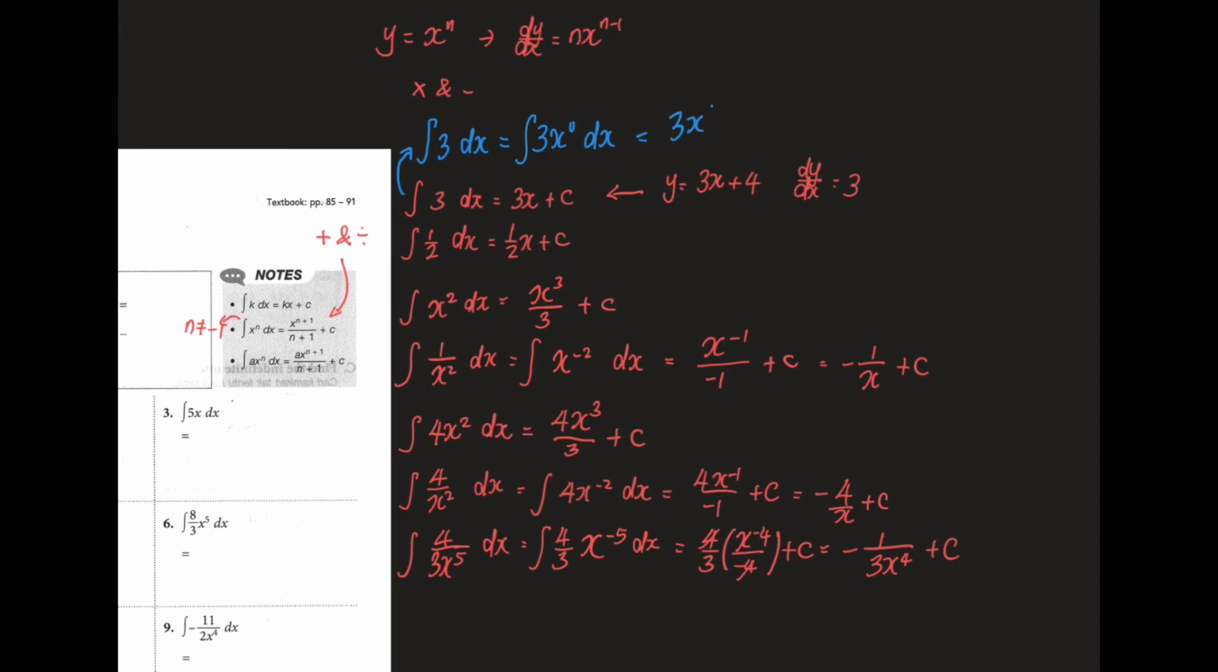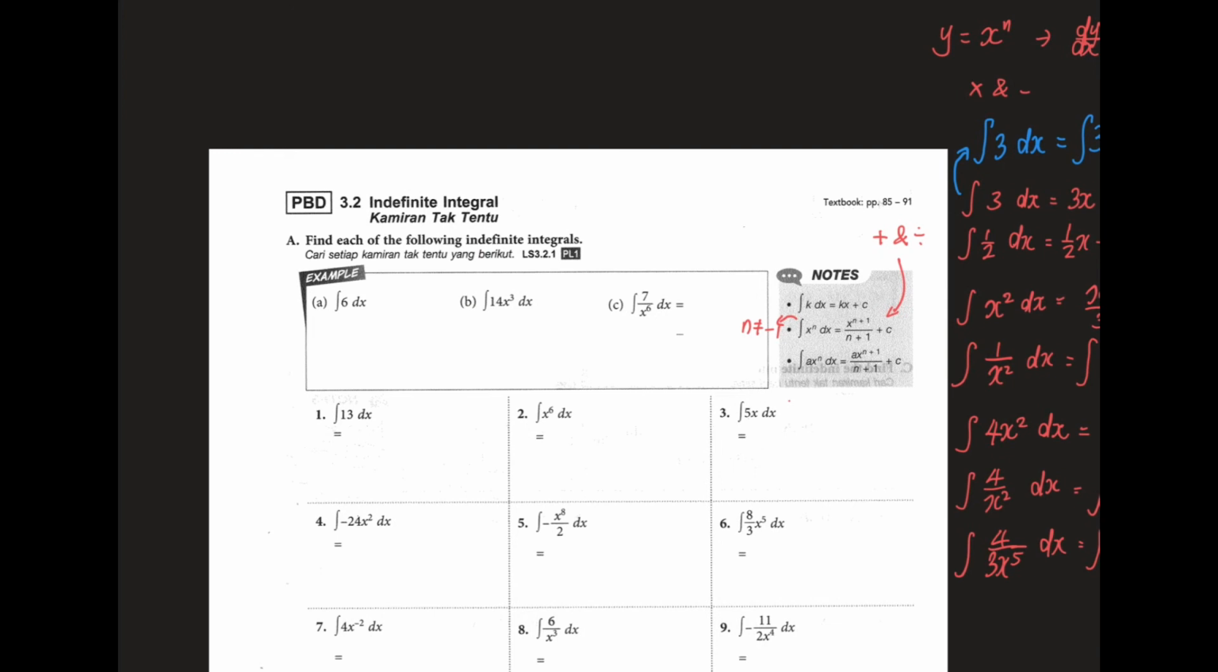Now, based on the formula, 3x power 1 over 1 plus c, 3x plus c. So you can see 3x plus c, same as this one, 3x plus c. So now let's see example. First one, A, integrate 6. So integrate 6 based on the first formula, 6x plus c.